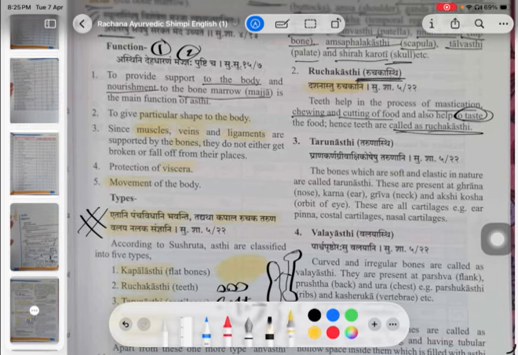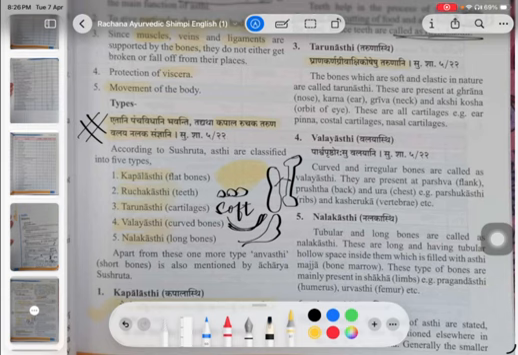Tarunasthi. This also needs to be learned. Ghran, Karn, Griva, Akshi Koshshu Tarunani. This is the continuation of the same shloka from Etani Panchvidhani, right? You can learn it all at once. The bones which are soft and elastic in nature are known as Tarunasthi. These are present at Ghran, nose. So all the cartilaginous parts: nose, karn, ear, griva, neck, and akshikosh, orbit of eye. These are all cartilages. Examples: ear pinna, costal cartilages with the ribs. They attach the sternum to the ribs. Nasal cartilages all come under Tarunasthi.